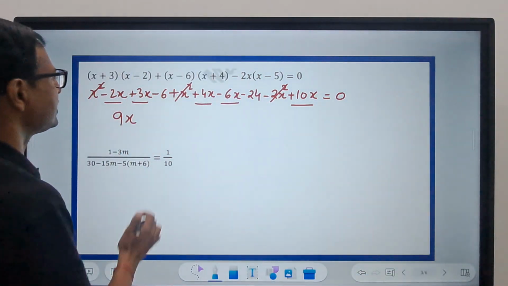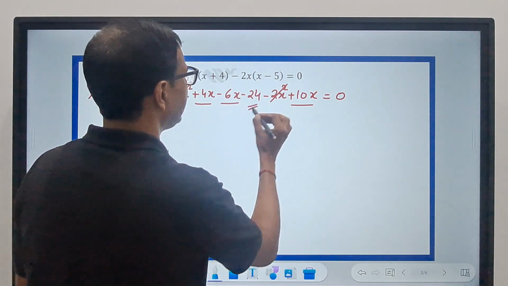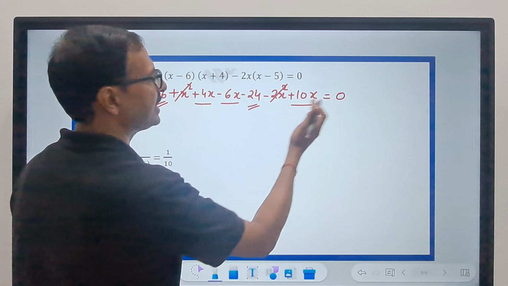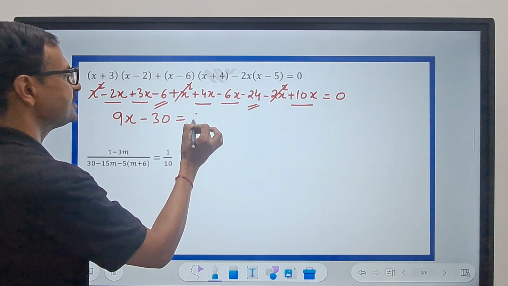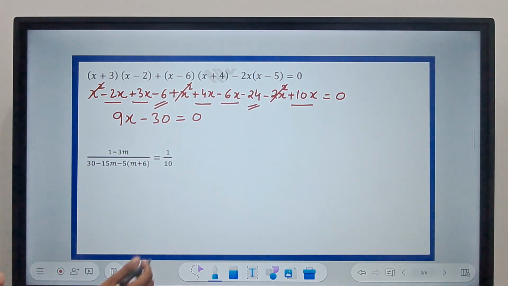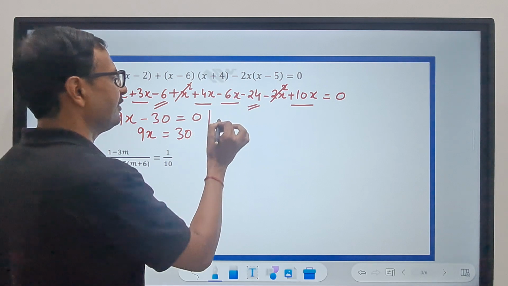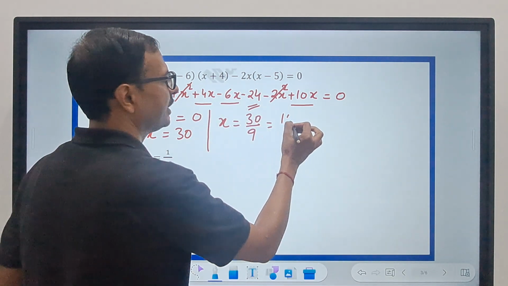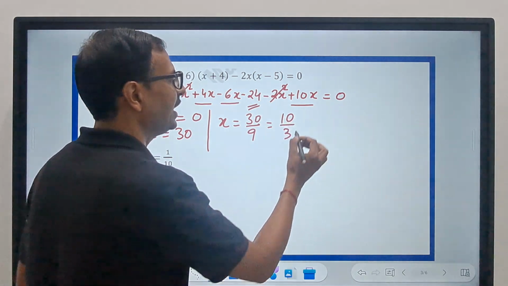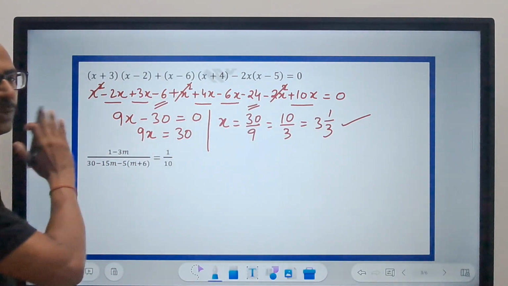Now what about the constants? Here I have minus 6 and then minus 24. So minus 30. That's it. There is no other term. So minus 30 equals 0, and that will give me my final answer, because 9x is now 30, and so the value of x is 30 upon 9, which cancels out and reduces to 10 by 3, or you can write 3 1 by 3 as the final answer for the question.